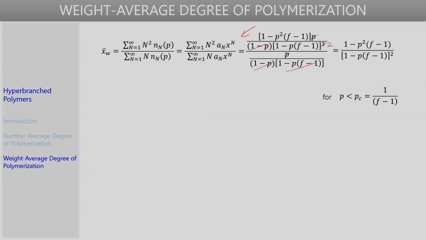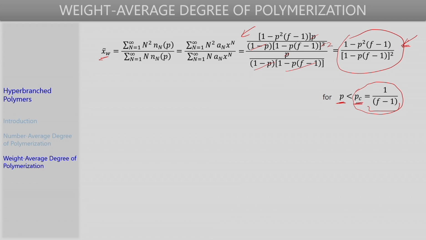So, finally, the expression that we get for the weight average degree of polymerization is this, and we again see that this is also valid for p less than this p_c equal to 1 over f minus 1, because at this value of p this expression also diverges. Okay. So, this weight average degree of polymerization is also valid for extent of reaction less than this p_c.